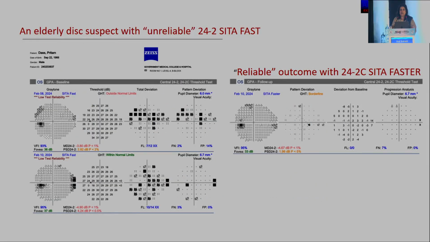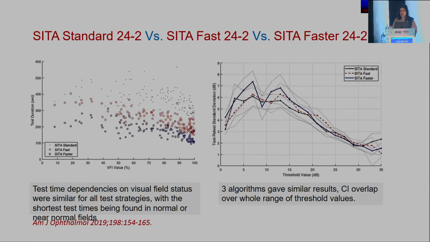So this elderly subject with the unreliable 24-2 SITA Fast, he performed better with 24-2C SITA Faster. And for the first time, the patient said that he felt confident doing perimetry. Every morning he had to come for the perimetry test. He was very anxious, but this test sort of reassured him that he can also do the test reliably.